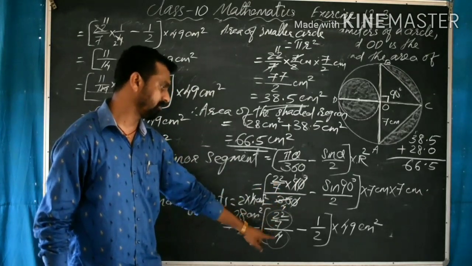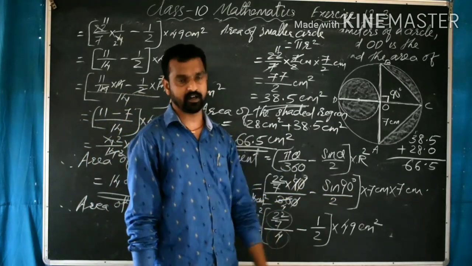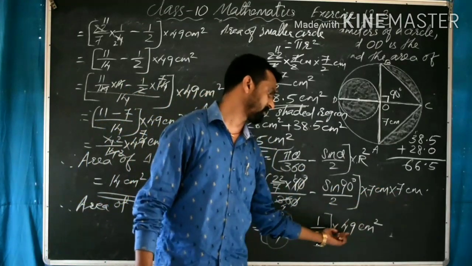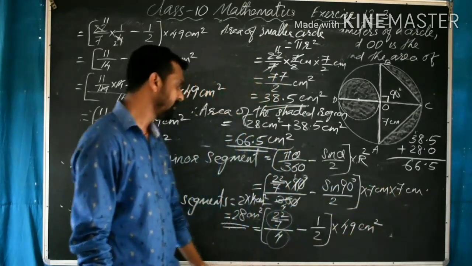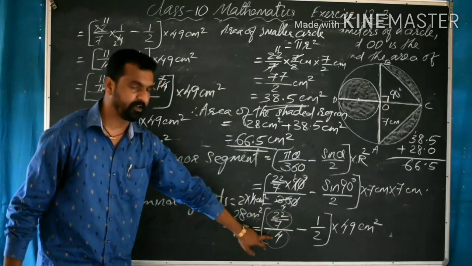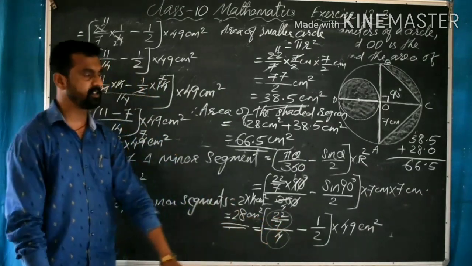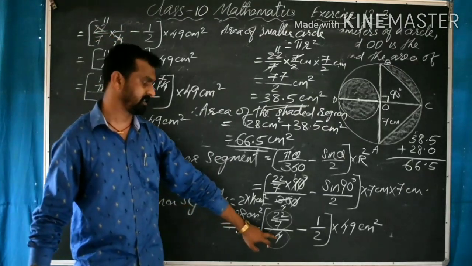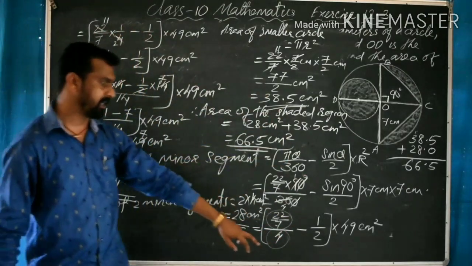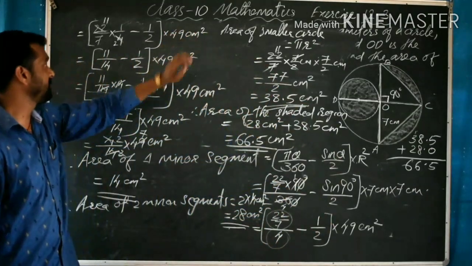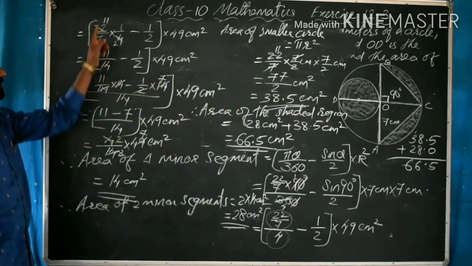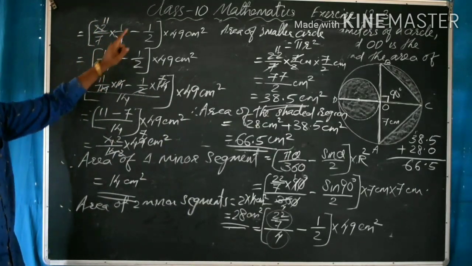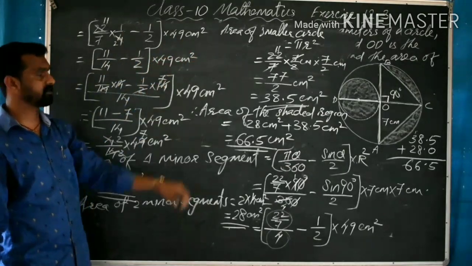22 by 7 divided by 4 minus sin 90 value, we have studied already in trigonometry, that is 1, divided by 2, into 7 7s are 49 centimeter square. 22 by 7 divided by 4, that is numerator into reciprocal of the denominator, 22 by 7 into 1 by 4, minus 1 by 2 into 49 centimeter square. 22 divided by 4 we can cancel, that is 11 divided by 2. 11 ones are 11 divided by 7 2s are 14, minus 1 by 2 into 49 centimeter square.